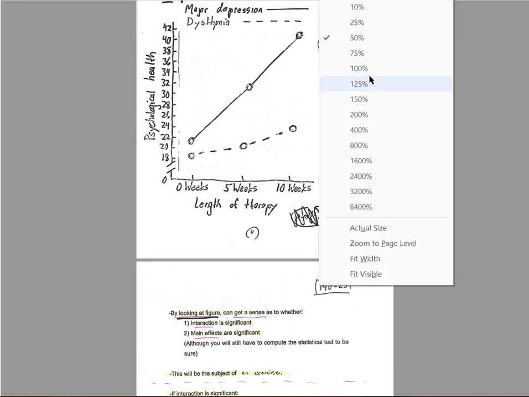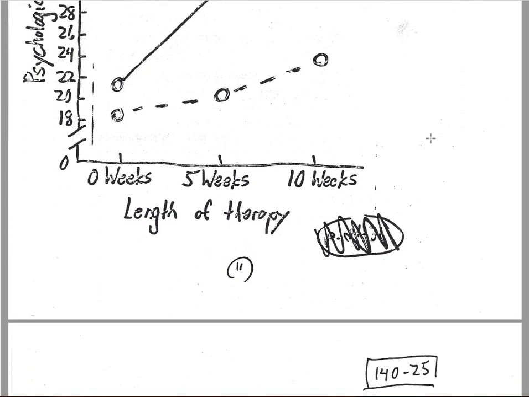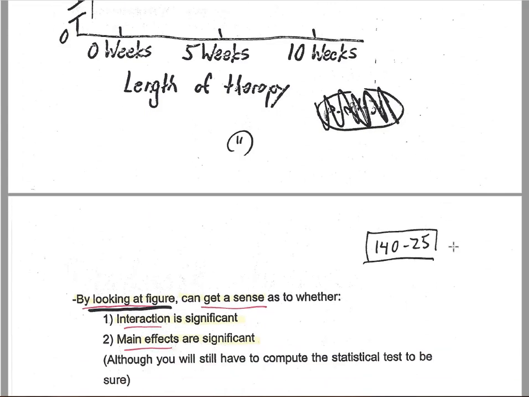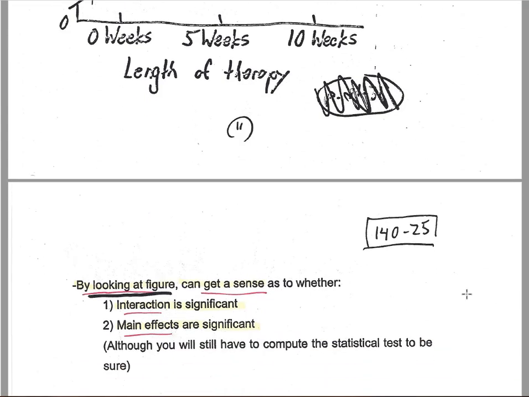Which brings us closer to the subject of your Canvas quiz. By looking at a figure, you can get a sense as to whether the interaction is probably significant, whether the main effects are probably significant. Now, don't misunderstand me. You still have to analyze your data. You still have to perform analysis of variance. You have to compute an F statistic and get the p-value for your F statistic to see whether the interaction effect is statistically significant, to see whether the main effect for factor A, etc. is significant. You still have to do the statistical analysis to know whether it's actually statistically significant.